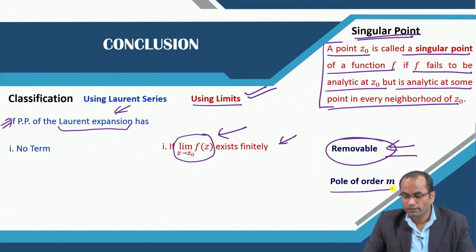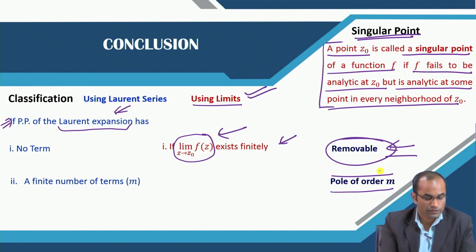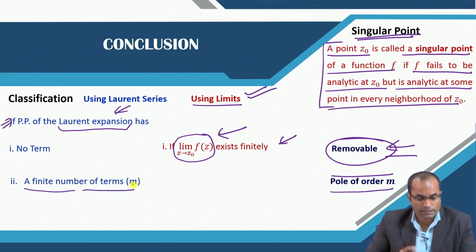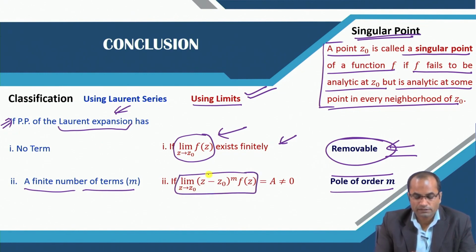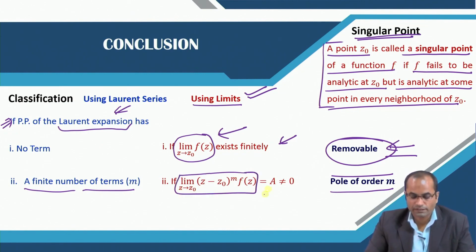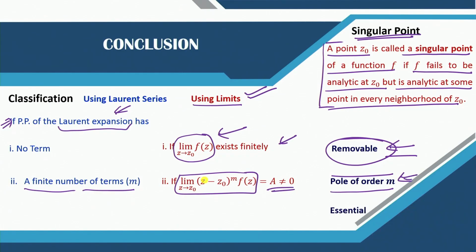The pole of order m was the second classification for the isolated singularities. If a finite number of terms, that means the first m terms, appear there, then we call this a pole of order m, or we can find such an m where (z minus z0) to the power m times f(z) has a finite limit. In that case also we can classify, that is using the limit.